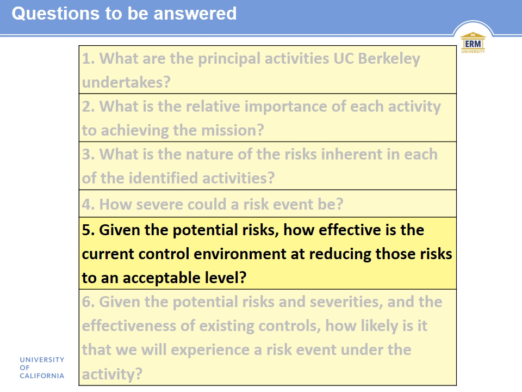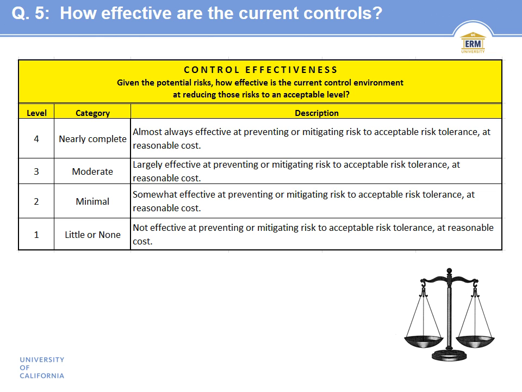Okay, question 5. Given the potential risks, how effective is the current control environment? Now again, we have a scale. And let me pause for a moment and say something about scales. I've struggled quite a bit with scales. Do I want a 1 through 5 scale? Do I want a 1 through 3 scale? Zurich uses a 10-point scale. And I'm not sure I've landed on a completely satisfactory place with scales.